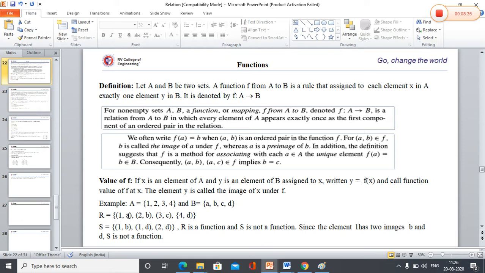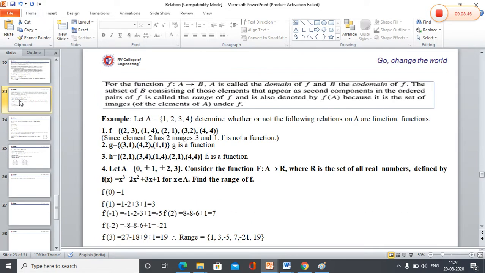Okay. So range is nothing but the image of the element. That is nothing but the second element of each ordered pair. I'm going to write it as the range of that function. Okay, now we'll see some examples and we will try to identify whether these relations are functions or not.